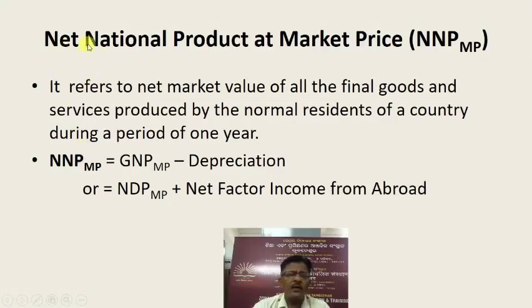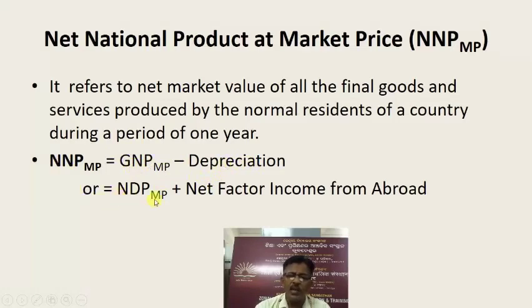Like that, the 7th concept is net national product at market price, NNP at market price. It refers to net market value of all the final goods and services produced by the normal residents of a country during a period of 1 year. So NNPMP can also be derived from gross national product at market price minus depreciation, GNPMP minus depreciation. Gross से depreciation हटा दो तो net आ जाएगा.